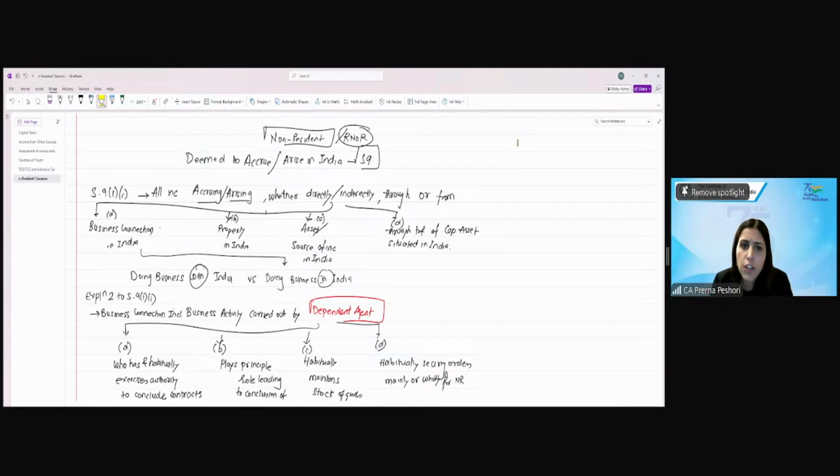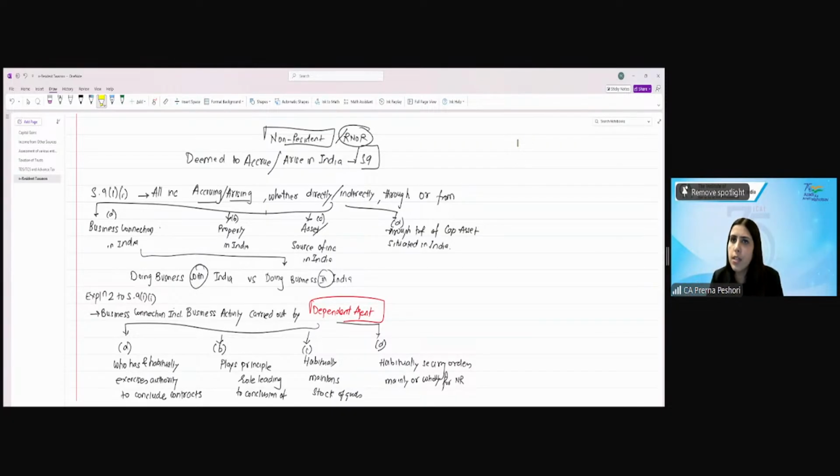No, that is for significant economic presence. Business connection means what, students? I'll explain. Whenever there's a foreign company, now foreign company's income, which is a non-resident, will be taxable in India only when it has some sort of connection with India.